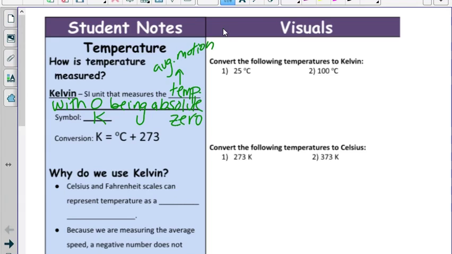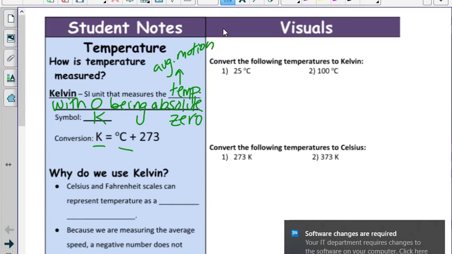Okay, and the conversion to go from degrees Celsius to Kelvin is you take whatever degrees Celsius you have and you add 273 degrees, and that's how you get Kelvin. If you want to go from Kelvin to Celsius, all you have to do is subtract 273.